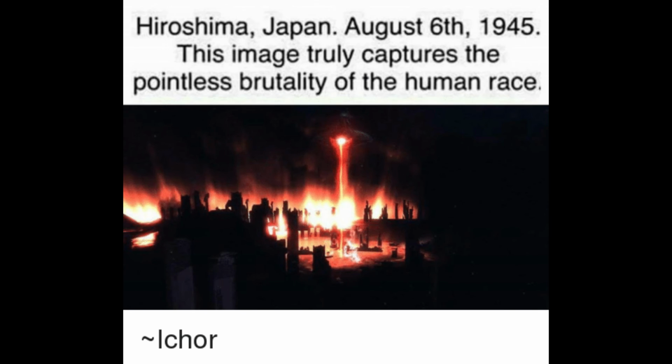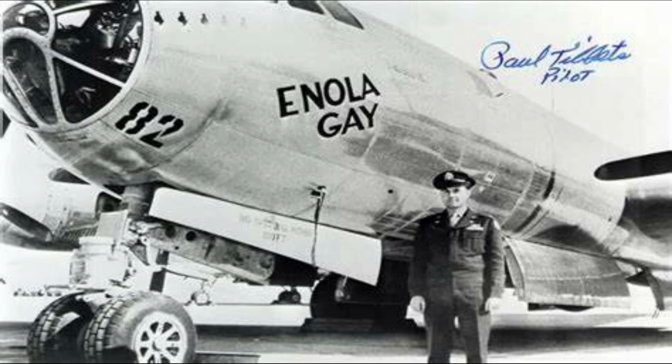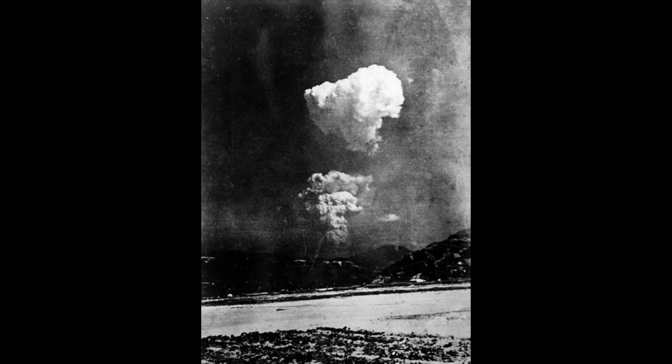2 American atomic bombs were dropped on Japan with devastating effects, the first on the 6th of August 1945. The Enola Gay, a B-29 Superfortress plane, dropped the atomic bomb Little Boy on Hiroshima. This single bomb killed 80,000 people immediately and about 60,000 more within 6 months.